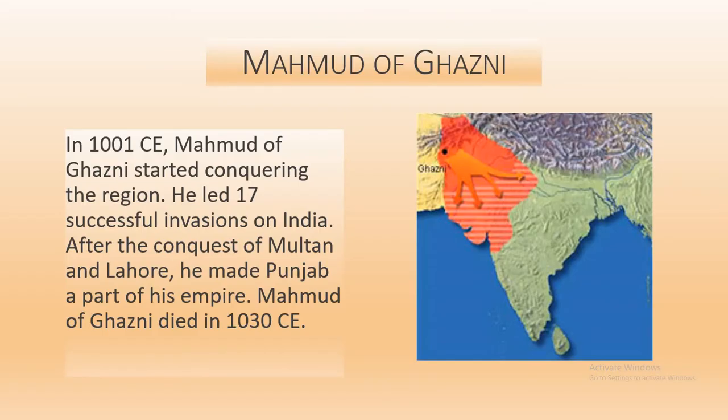Mahmud of Ghazni. In 1001 CE, Mahmud of Ghazni started conquering the region. He led 17 successful invasions on India. After the conquest of Multan and Lahore, he made Punjab a part of his empire. Mahmud of Ghazni died in 1030 CE.